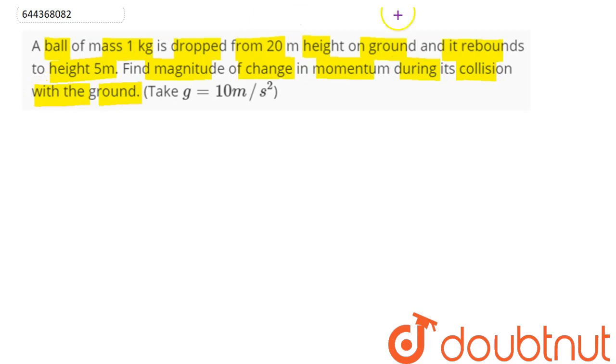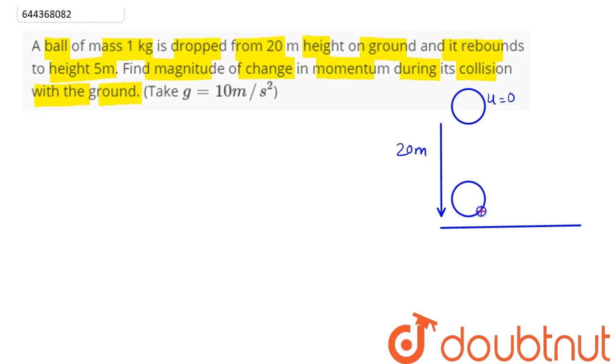Hence we can say here, suppose this is the ground and here the ball is mass 1 kg being dropped from a height of, let's say, 20 meter. So when it drops, the initial velocity is 0. Just before reaching the ground it has some velocity. Suppose this velocity is u in the downward direction.